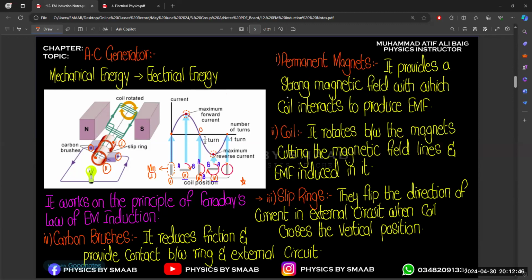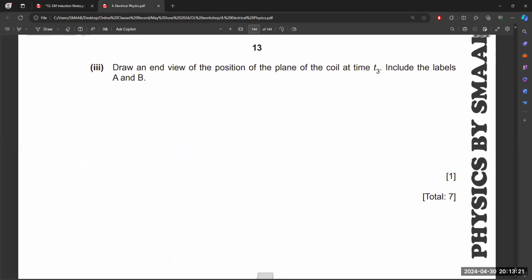From one ring, current moves from left to right, and from the second ring, current moves from right to left. So for half of the cycle current moves from right to left, and for the other half of the cycle current moves from left to right. There is a continuous change in the direction of electric current, and that is called AC, alternating current. Now let's see how the questions are linked with this concept.